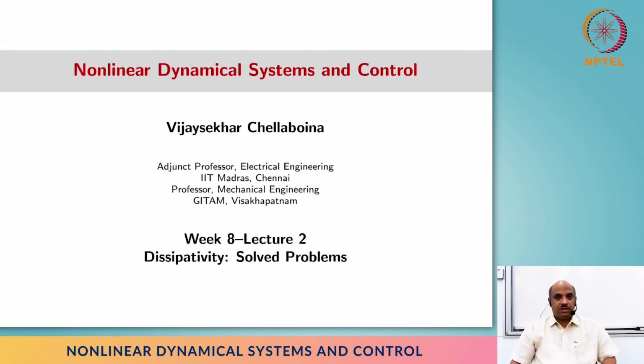But then the question that comes to our mind is, in order to show something is dissipative, it seems we require both these elements, the storage function as well as the supply rate, right? But if you actually think about it, the supply rate itself is a property of input and output, and is there a way to somehow figure out some kind of storage function from the system itself?